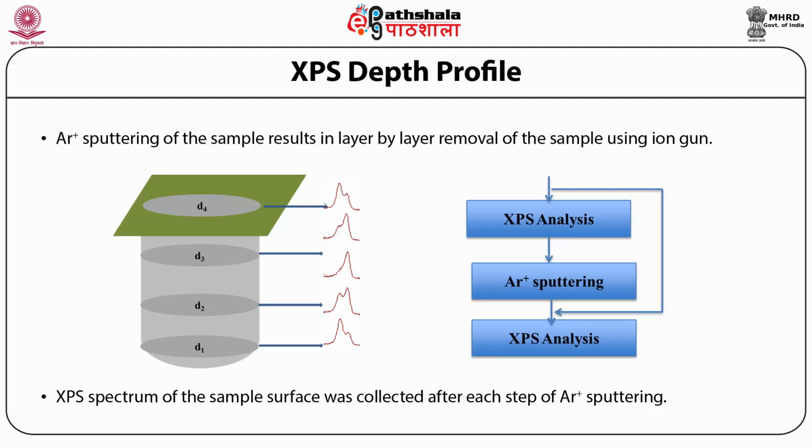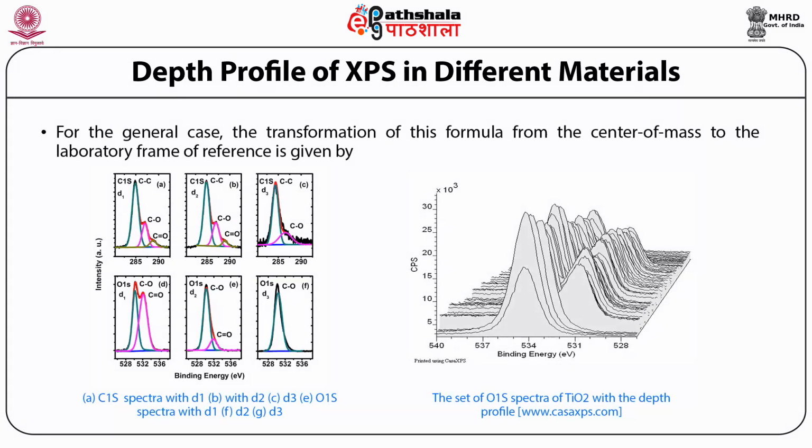The schematic of the depth profile experiment is sketched in figure 4. The material is dug for different depths of D1, D2, D3 and D4 as shown in figure 4. A set of XPS spectra corresponding to the O1s peaks of titanium oxide is displayed in figure 5.